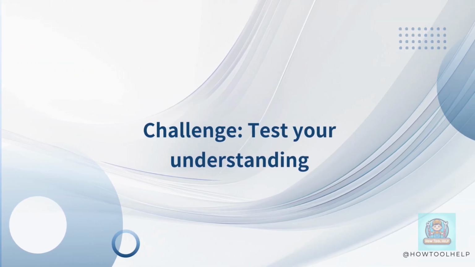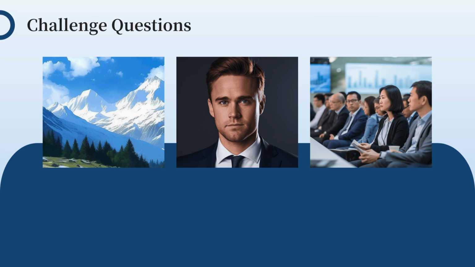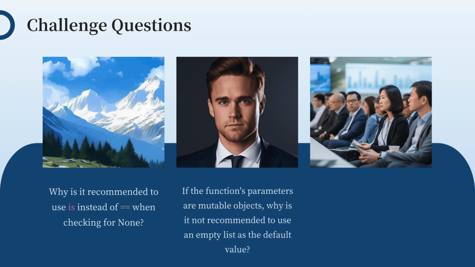Small challenges. Test your understanding. Before we conclude, I would like to give you some small challenges to test your understanding. 1. Why is it recommended to use "is" instead of equals when checking None? 2. If the parameter of a function is a mutable object, why is it not recommended to directly use an empty list as the default value? 3. In a Boolean context, is None considered true or false?